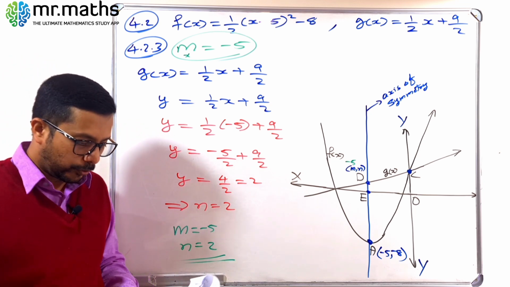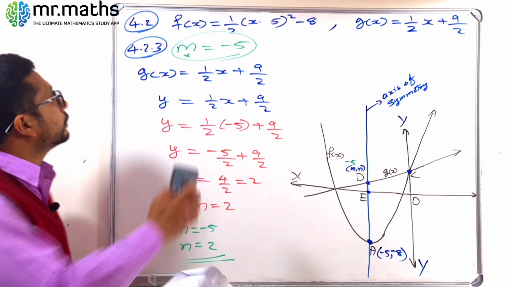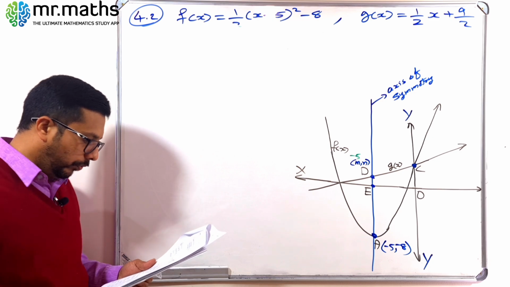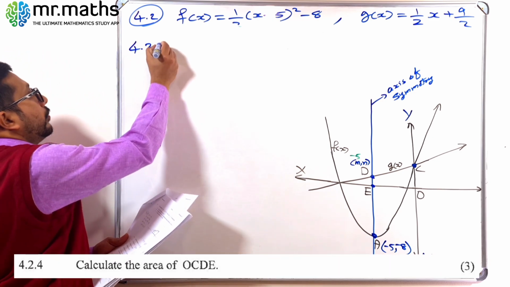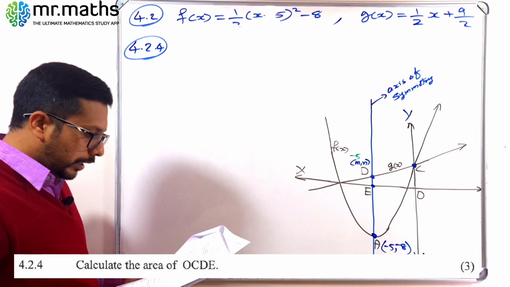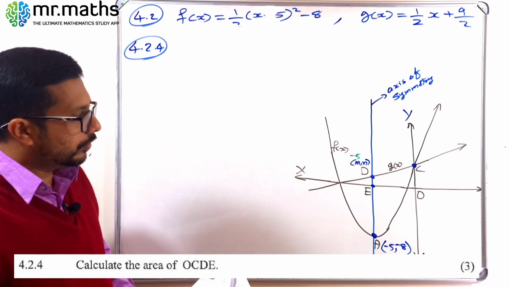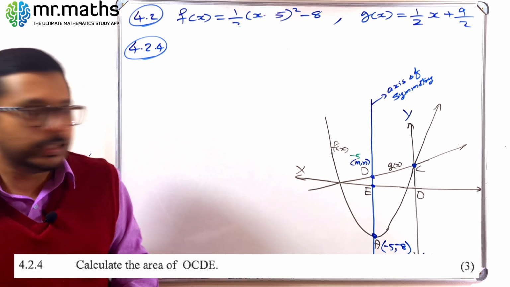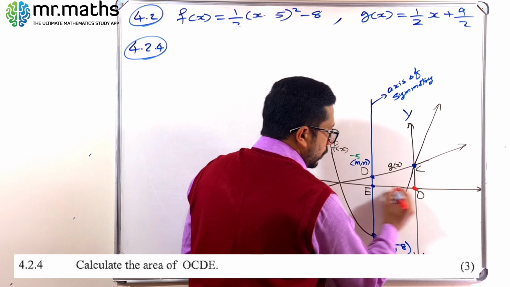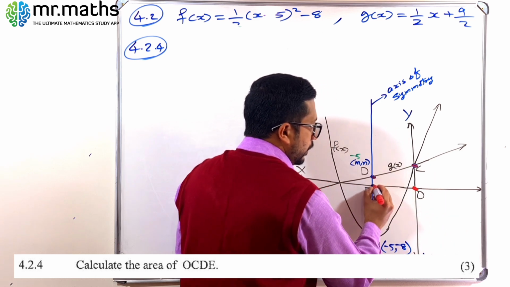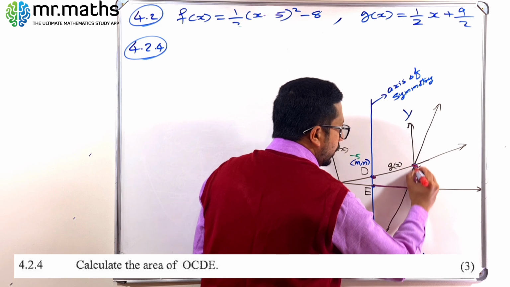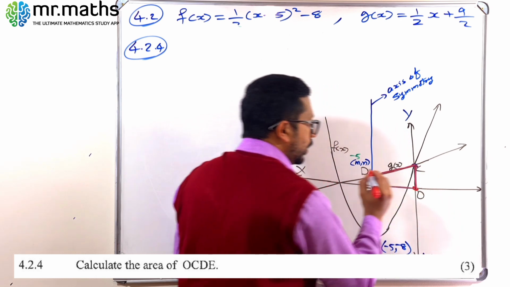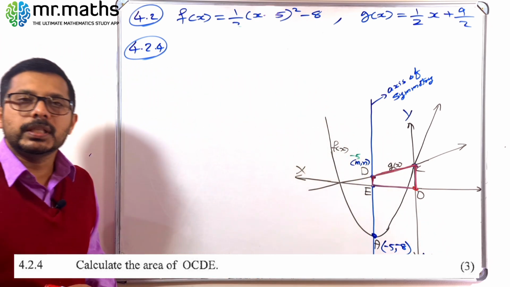Now let's go to the next question, question number 4.2.4. What is that question? Calculate the area of OCDE. Which one is OCDE? Look at this one. That means you have to find the area of this shape, the area of that OCDE.